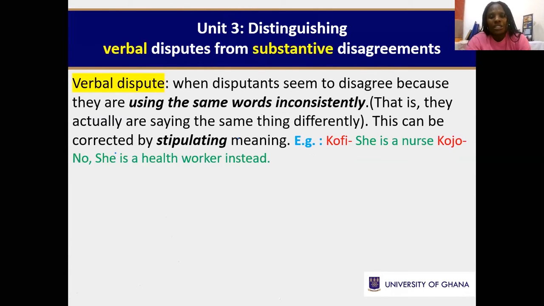Second part of Unit 3, quickly, distinguishes verbal disputes from substantive disagreement. And this is a build-up from value judgment and factual statements and definitions I mentioned earlier. So when two people seem to disagree because they are using the same words inconsistently, then we say that they are not actually disagreeing. It's just a dispute about language and its use, okay? I'm saying one thing and you are saying that same thing, but in a different way.